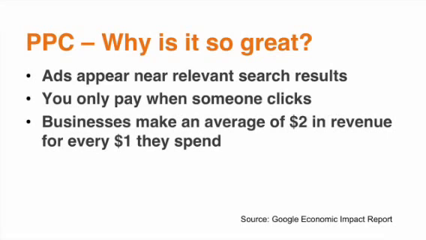With pay-per-click ads, you're actually only paying when someone clicks. So, very attractive way of advertising. And then finally, businesses make an average of $2 in revenue for every dollar they spend on pay-per-click. So that's 100% return. That, of course, is from the Google Economic Impact Report, so we take it with a little bit of a grain of salt. But obviously, businesses are seeing a positive ROI, which is why they continue to pour so much money into pay-per-click.